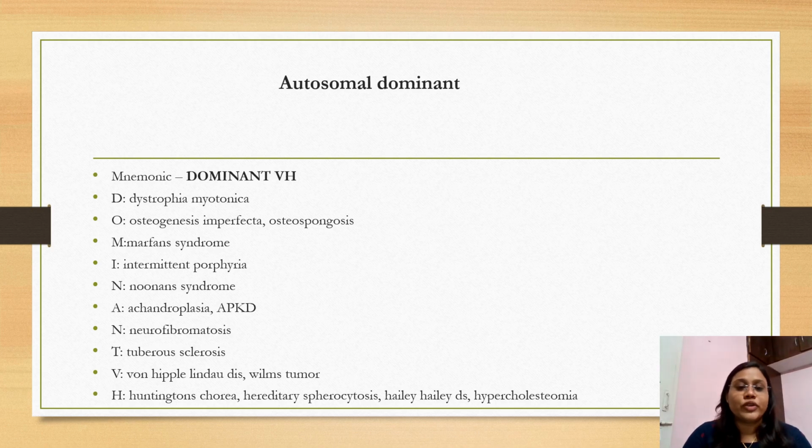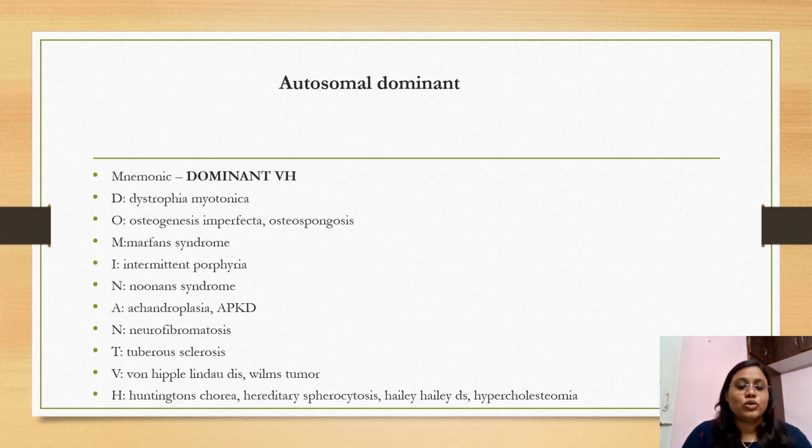So now moving on to autosomal dominant disorders. The mnemonic to remember it is DOMINANT VH. From D it is dystrophia myotonica. From O it is osteogenesis imperfecta or osteopetrosis. From M it is Marfan syndrome. From I it is intermittent porphyria. From N it is Noonan syndrome. From A it is achondroplasia or adult polycystic kidney disease.